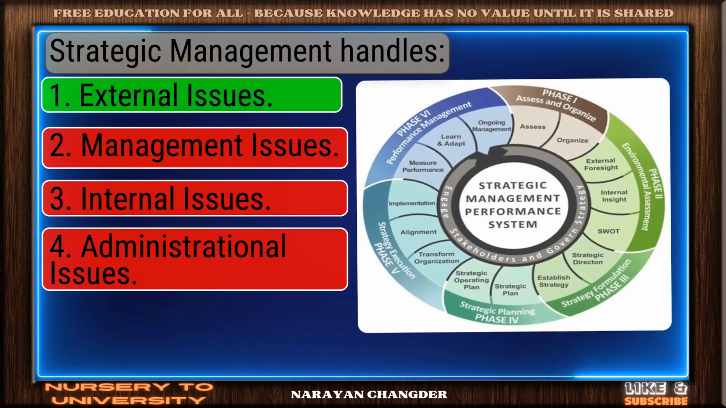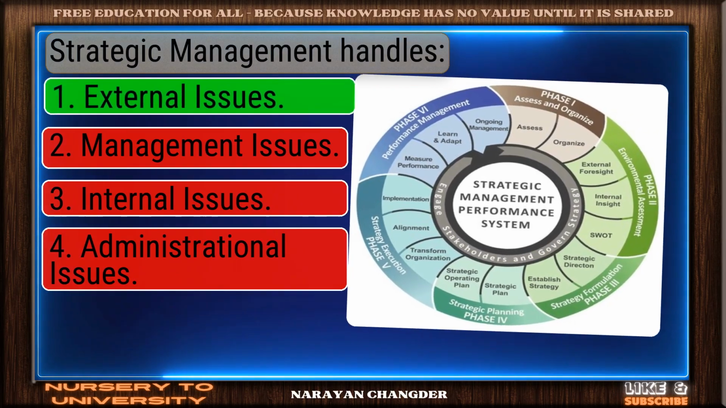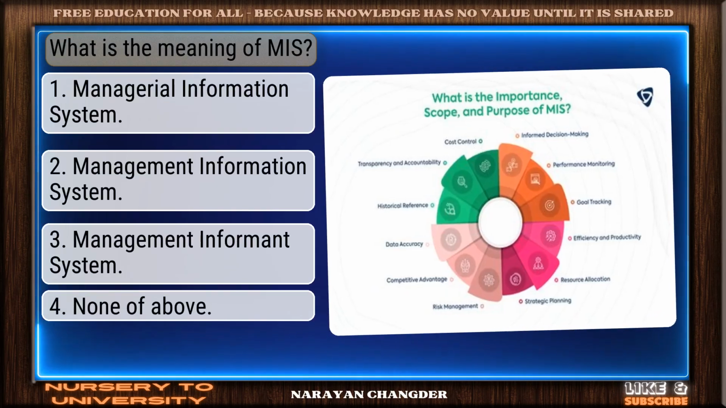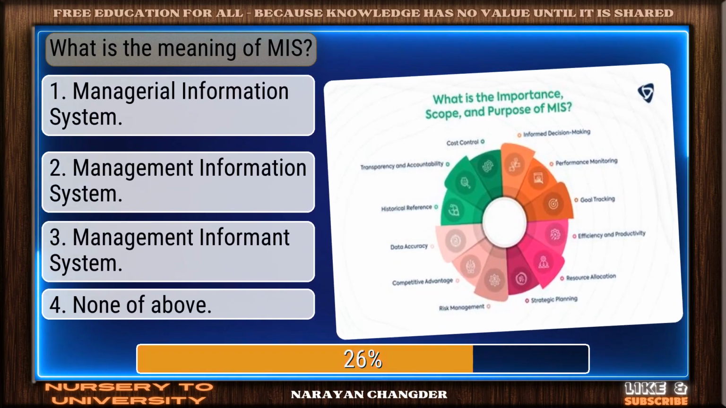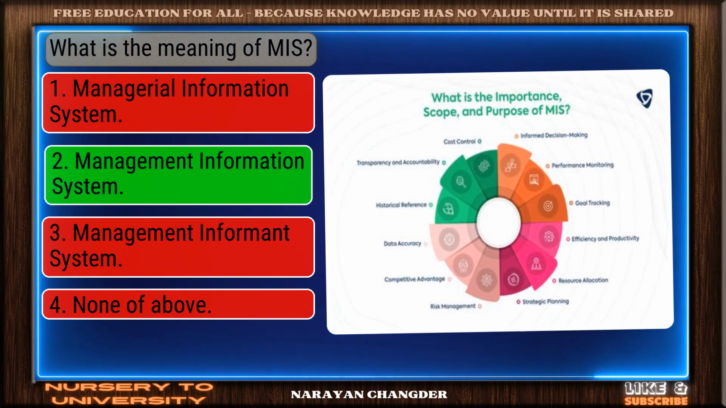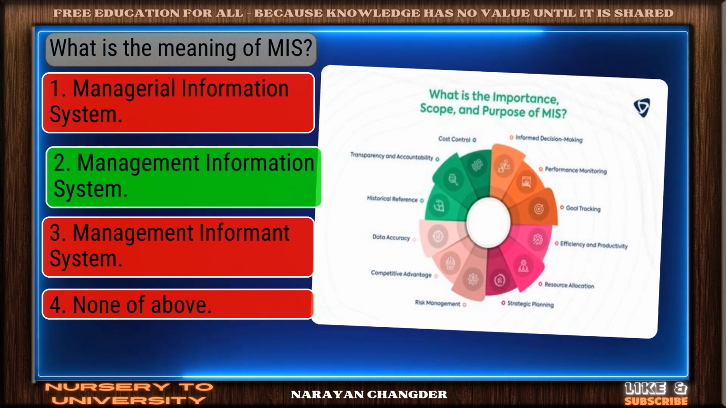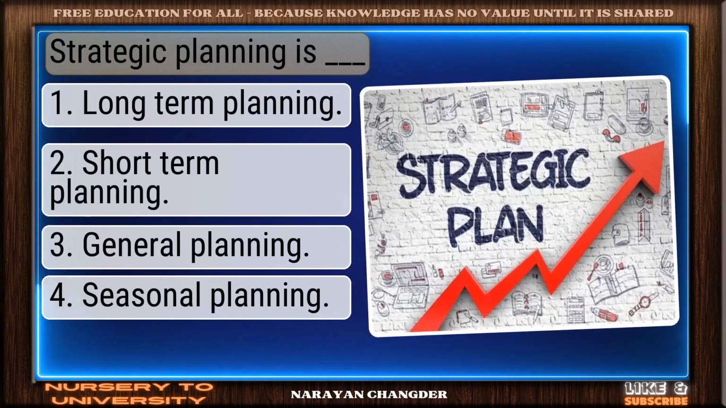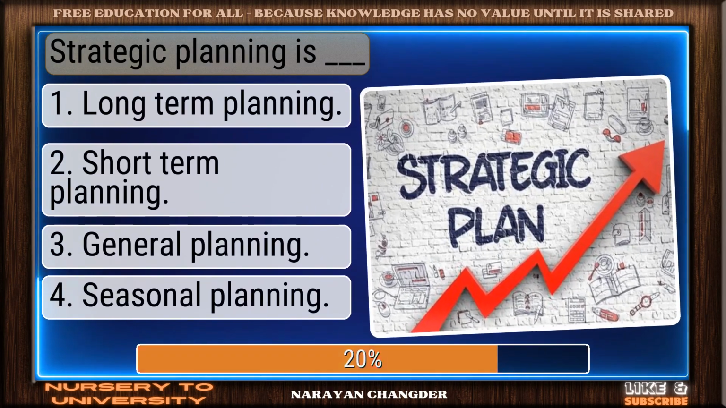Excellent choice. External issues is the right answer. What is the meaning of MIS? Well reasoned. Management information system is the correct choice. Strategic planning is dash.